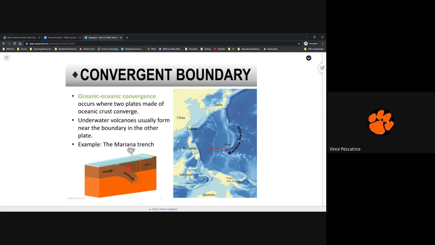So again, all you need to write down for this slide is oceanic, oceanic, that's it. I'm not going to spend a lot of time on these ones because all you have to do is write down one word.